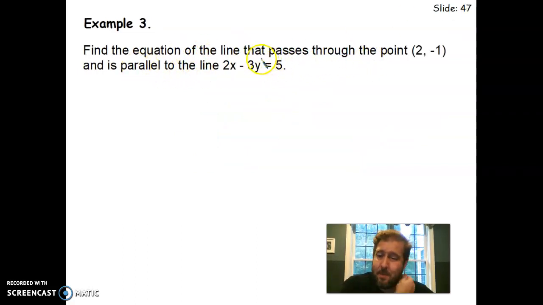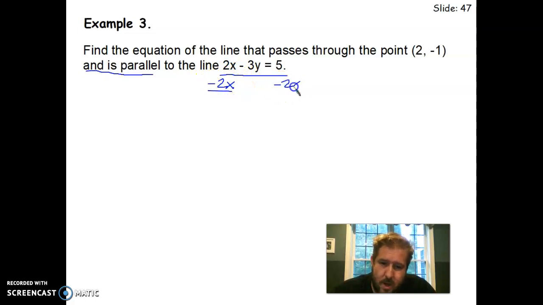This is the same thing. The only slight difference is they're giving us an equation and they're telling us that the new equation is going to be parallel to it. Now, it's hard to tell what the slope is here, so what I'm first going to do is rearrange this into slope-intercept form.